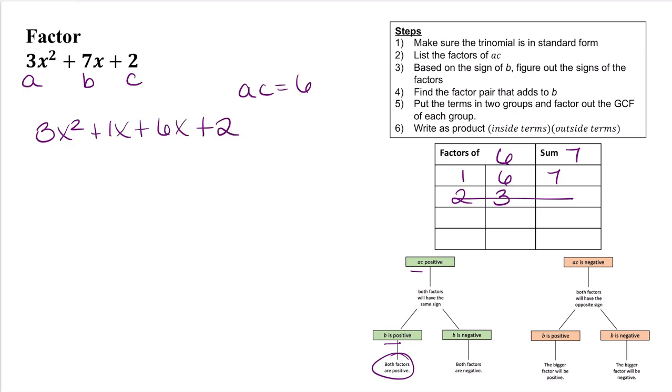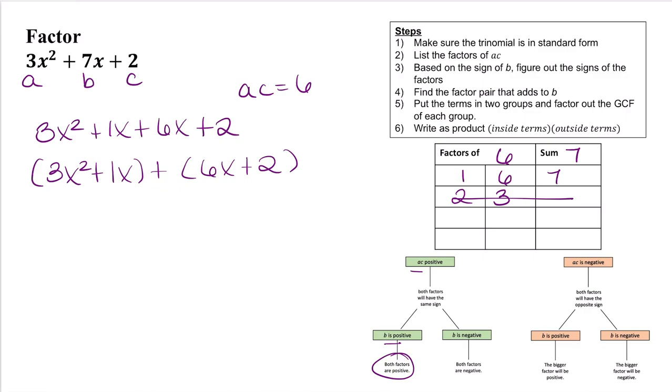If you're thinking about where I got these numbers from, that 1 and 6 came from that factor pair that I found. Notice that I took this 7x and I wrote it as 1x plus 6x. So I expanded out that term. What I do now is put my terms into two groups. The first two terms, 3x squared plus 1x, I put together. And then the second two terms, 6x plus 2, I put together.